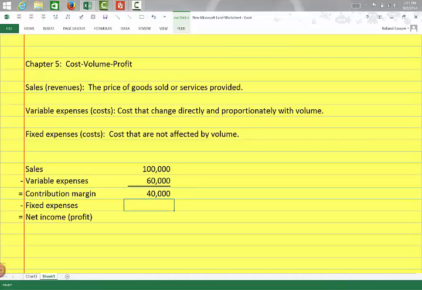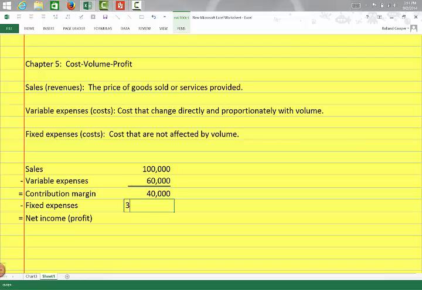Let's say fixed expenses are 35,000. So net income is going to be equal to 40,000 in contribution margin minus 35,000 in fixed expenses, or $5,000.